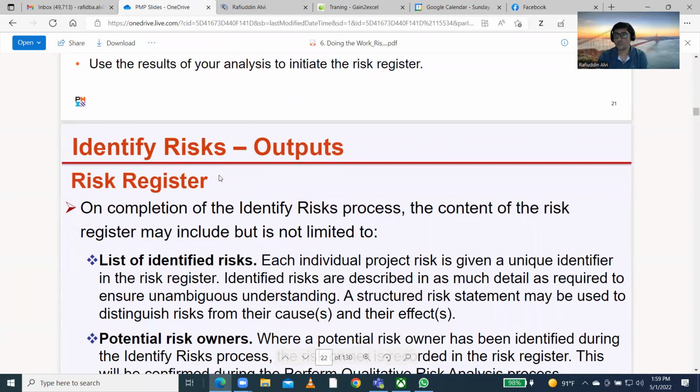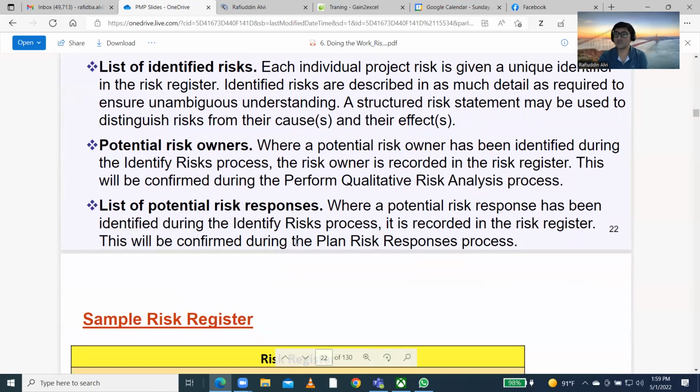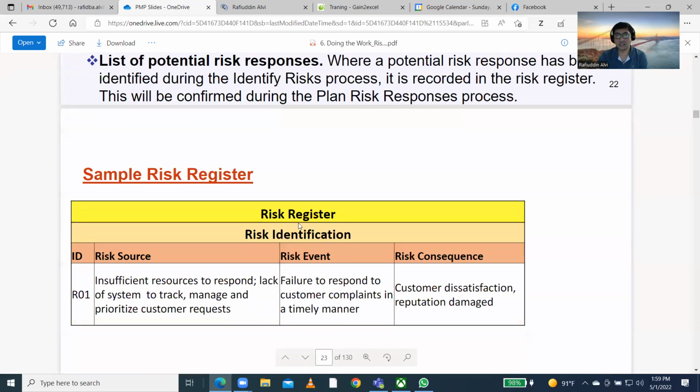So, identify risk, and the output is the risk register. Why a risk register? You need to document the risk. On completion of the identify risk process, you need to have the content of the risk: what risks you have identified, and who is the owner. Somebody has to be the owner of that risk, so you can ask that person what action they take if this risk occurs. That is the owner or accountable person for the risk. Then you have the risk response, meaning what response you took if that risk occurred. Basically, the risk register is something like this: you have an ID, a risk source, a risk event, and the consequences of the risk.